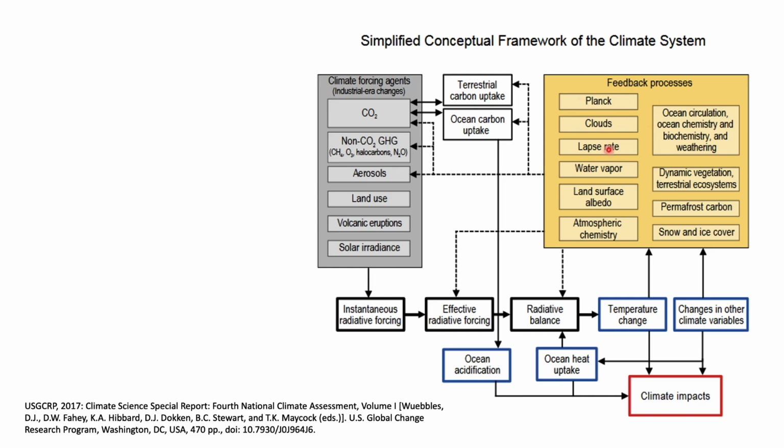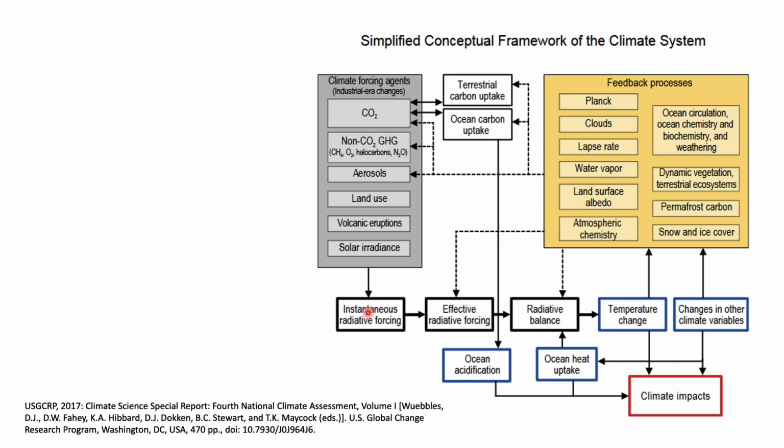So we have plenty of feedback processes, and these feedback processes play a vital role in Arctic amplification. All these things lead to the climate impact, and more about this chart will be given in the textual content. So when we talk about this framework, we are including the radiative balance, temperature changes in other climate variables, effective radiative forcing and instantaneous radiative forcing.